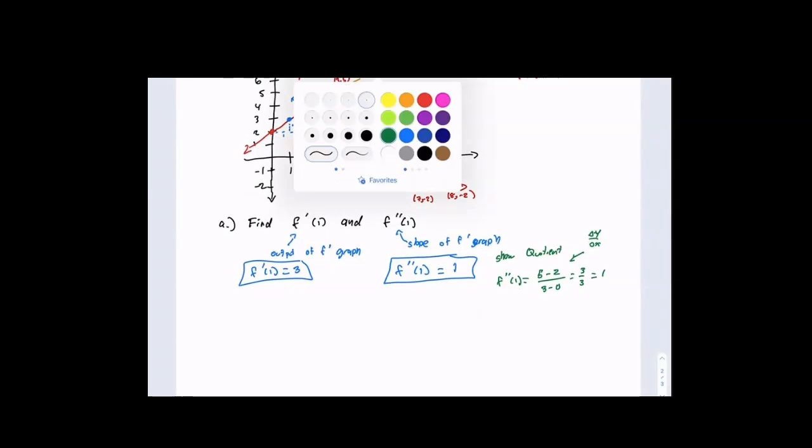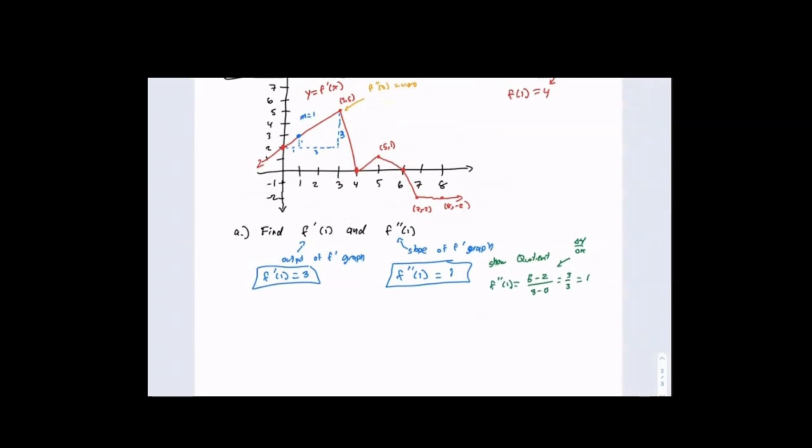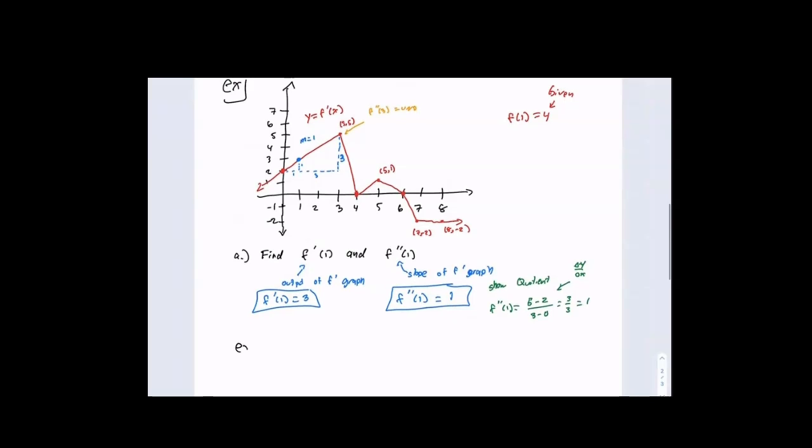All right, let's do a review question. You have all the information to answer this following question. Example, part B. Find the equation of the line tangent to f of x at x equals 1.